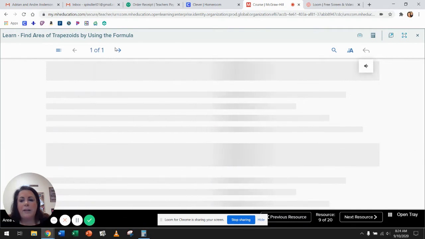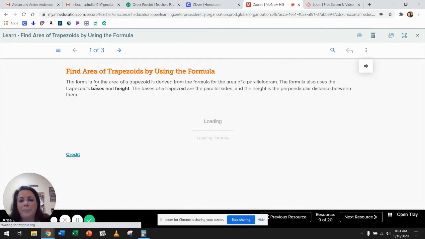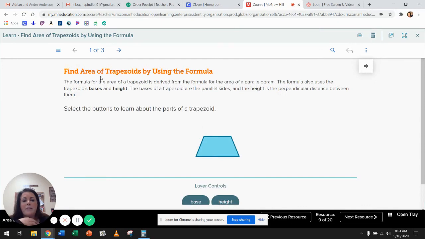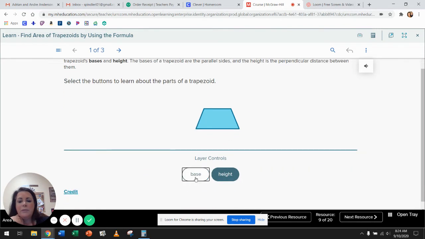So if we were to find the formula, we would be using the bases and the heights. Now remember, we talked about on Tuesday that the bases are the parallel sides of a trapezoid. So this is one base and this would be another base down here at the bottom. Okay. So if we were to label that, there we go, base 1 and base 2. Doesn't matter which one's base 1 or base 2, not really.